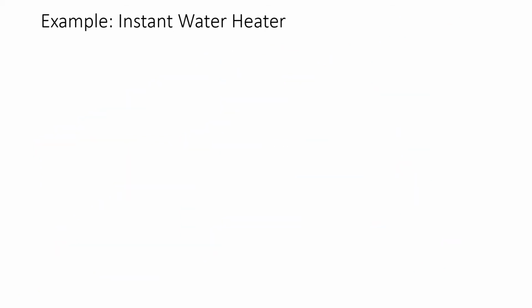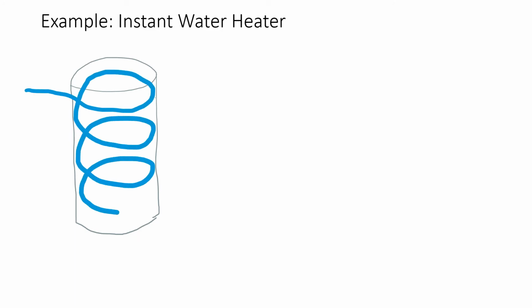The second example that we should discuss is that of an instant water heater. In this instant water heater, you are going to have a vessel, and in this vessel there is going to be a tubing in which the water flows. And I can say that this water gets into the system at this particular place with a flow rate Q. So this is the water flow rate.